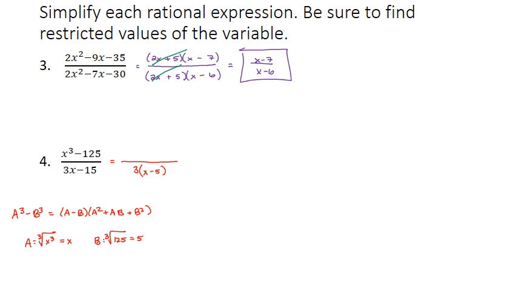So plugging your a and b into this factored form would be x minus 5 times x squared plus 5x plus 25. And as you can see, x minus 5 divided by x minus 5 cancels, and this gives you x squared plus 5x plus 25 all divided by 3. And that is your final answer.